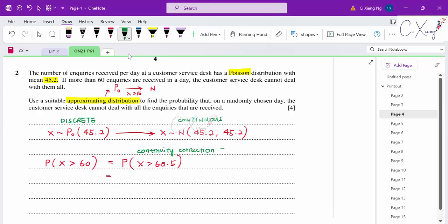Usually for continuity correction, it's plus or minus 0.5. So there's a small technique that you can try to remember: when do I need to plus 0.5, when do I need to minus 0.5? Again, I'll put the video link in the comment section. Right, then let's continue further. When we have x greater than 60.5, after you do the continuity correction, now you have a normal distribution, right? Therefore, to calculate the probability, you have to change it to Z. That means you have to standardize it. So you take 60.5 minus the mean, so I'm having minus the mean, minus 55.2, divided by the standard deviation. So divide by the square root of 55.2.